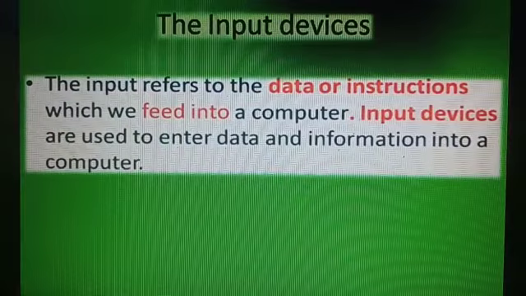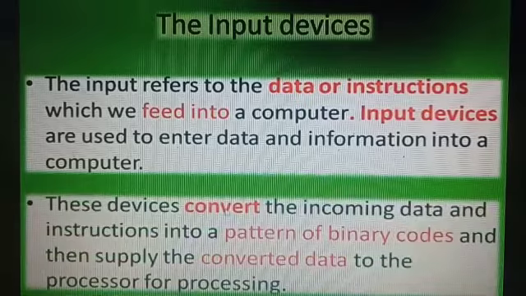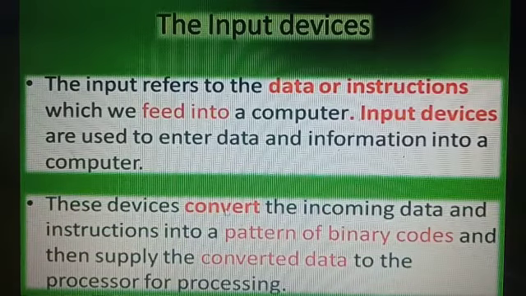The input devices. Input refers to the data or instructions which we feed into a computer. Input devices are used to enter data and information into a computer. These devices convert the incoming data and instructions into a pattern of binary codes and then supply the converted data to the processor for processing.